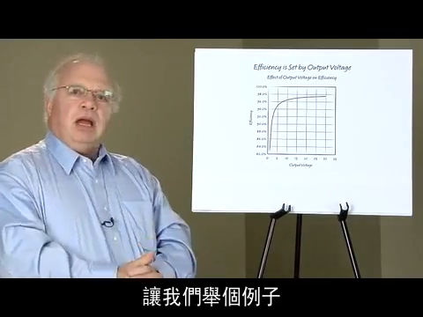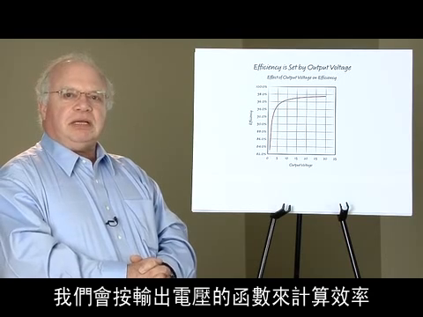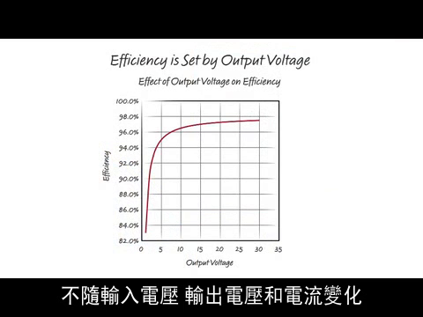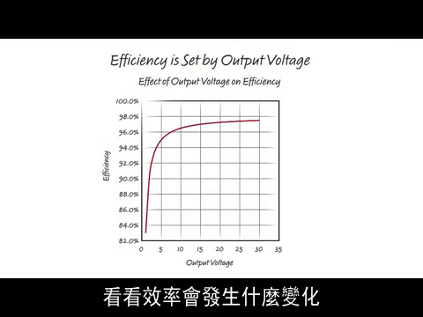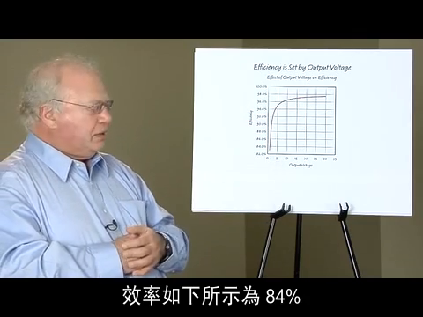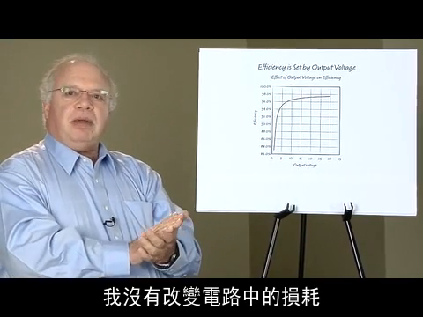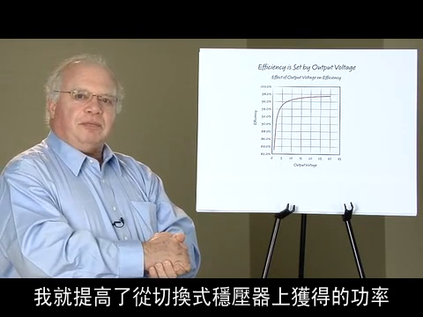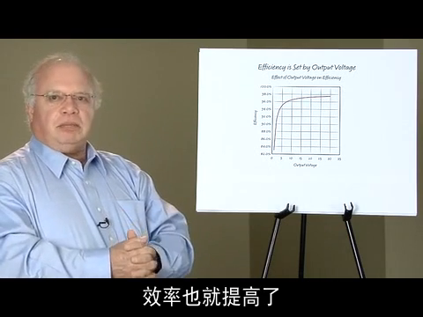Just to give you an example, I calculated what the efficiency looks like as a function of output voltage if the power loss in a circuit stays constant. I set up a switching regulator. I set up the losses so that they're constant with input voltage, with output voltage, and with current, and I looked at what happens to the efficiency as we just change the output voltage. Here at low output voltages for the same power loss, the efficiency is down below 84%. As I raise the output voltage, the efficiency goes up toward 98%. I haven't changed the amount of loss in the circuit. By raising the output voltage, I've raised the amount of power that I get from the switching regulator, and by raising the power that I get with a constant loss, the efficiency number goes up.